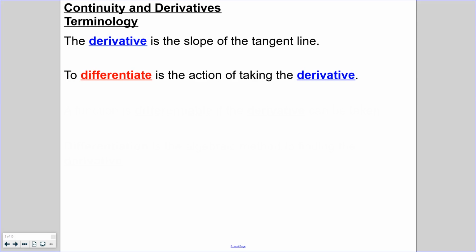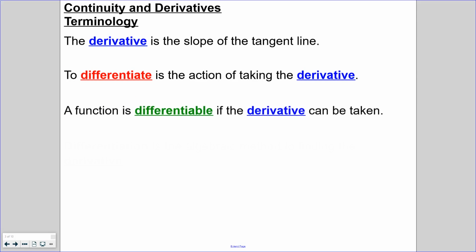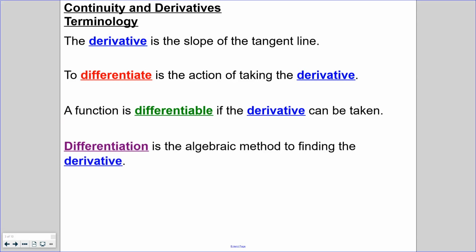So to find the derivative of a function, I'm going to want to differentiate. Then, we say a function is differentiable if the derivative can be taken. So basically, if we can take the derivative, then that particular function is differentiable. And then finally, the huge umbrella term is differentiation. And differentiation is the algebraic method to finding the derivative. And again, all of these terms are important for when you're reading directions and trying to figure out what to do for each problem.